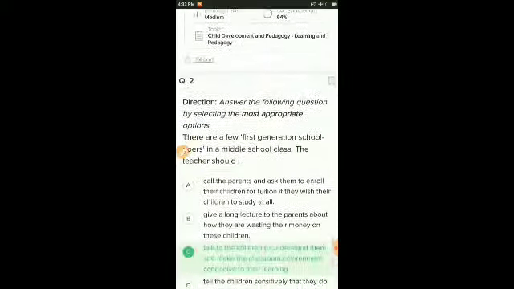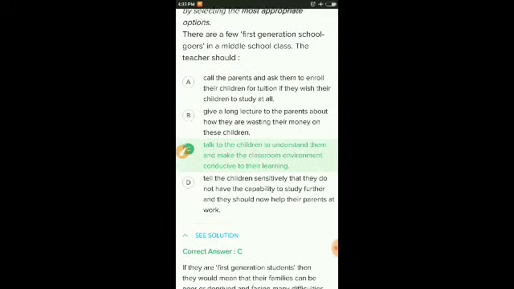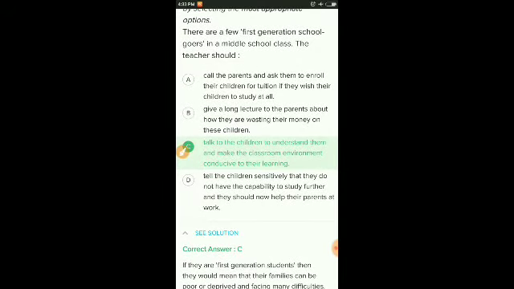Then question number 2: there are a few first generation school goers in a middle school class. The teacher should... So if there are a few such students going to school, what should the teacher do? Option C is very correct: the teacher should talk to the children to understand them, to understand what the problem with the students is. The teacher should talk with them and make the classroom environment conducive to their learning. Make it a very comfortable environment so that they feel comfortable coming to school, and they don't stay absent due to a certain kind of fear. So option C is the correct option.